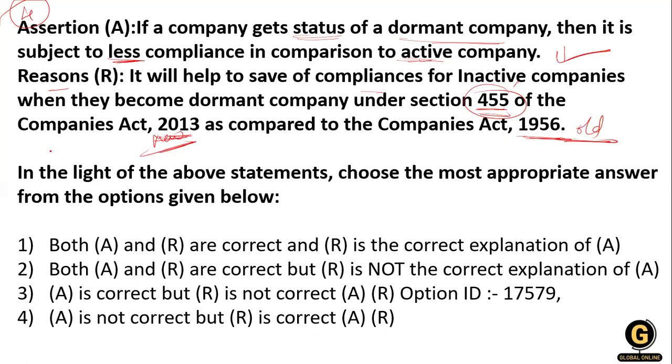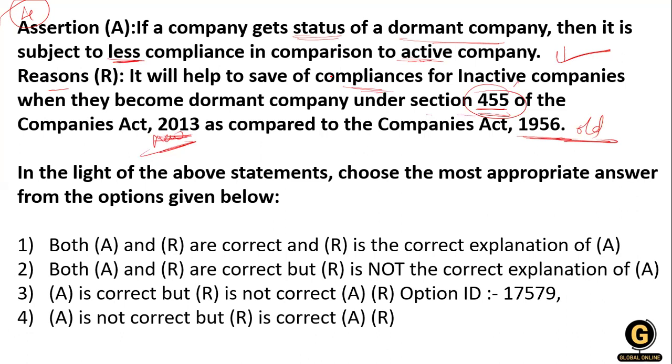Next one, it will help to save the compliances of an inactive company, and when do they become a dormant company under this section? Yes, under Section 455 of the Companies Act 2013, the status of a dormant company helps to save the compliances for the inactive company. So now, what is an inactive company and what is an active company?